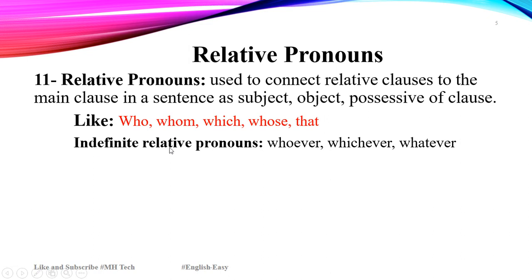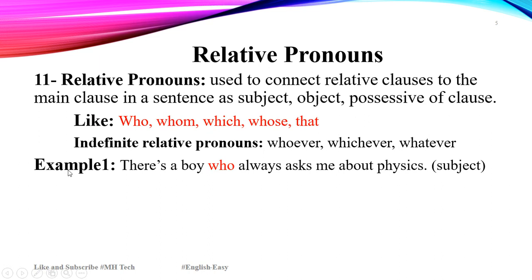And we have indefinite relative pronouns in English: whoever, whichever, and whatever. And we have definite ones, which refer to specific things. So here, who, whom, which, whose, and that. Go to example 1. There is a boy who always asks me about physics. So who is used as a subject here.